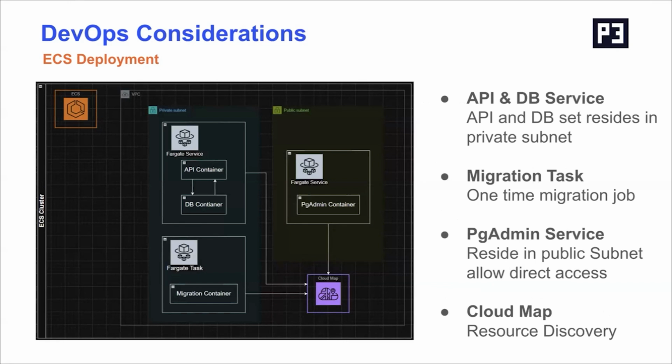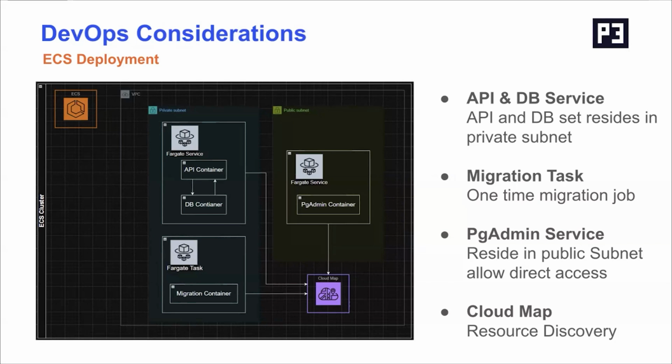And if the developers want to test as a group, or want to have a unified online environment, we have an ECS deployment also. So you can see it's pretty much similar to our Docker Compose deployment locally. And we have API and DB service running in the Fargate service, which have API and DB containers residing in a private subnet.